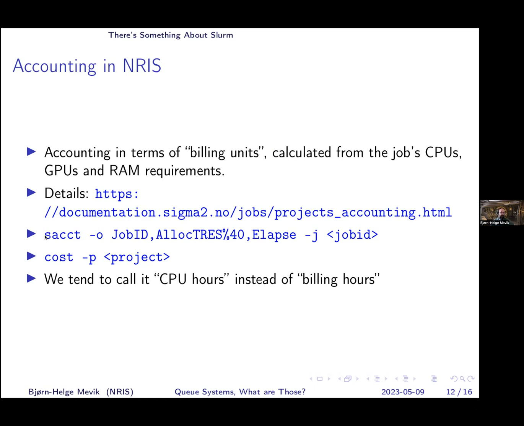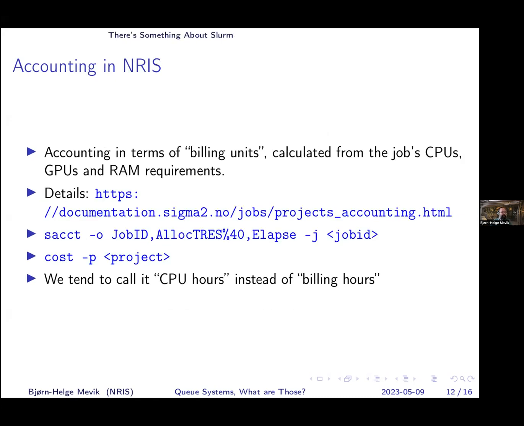You can also see it for a job if you run sacct -O, and then, oh, sorry, that didn't work. Use this AllocTRES field. %40 here is just to make it wide enough to print all the details. And then Elapsed is how long it ran, -j and your job ID. You will see there's a billing equals something in the output in this column here. You can multiply that by the elapsed time, and then you have the billing hours for that job. And of course, cost will then show you how many billing hours or CPU hours you've been using so far, and also how much is running at the moment.